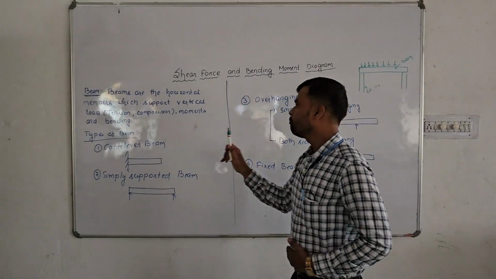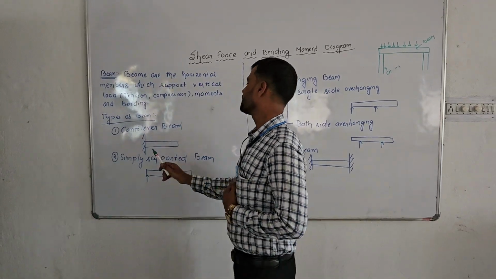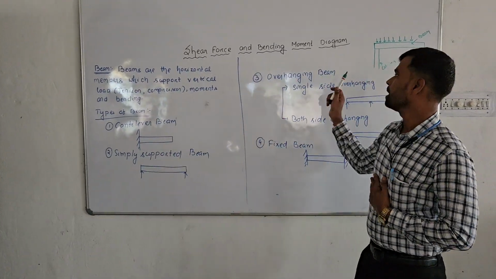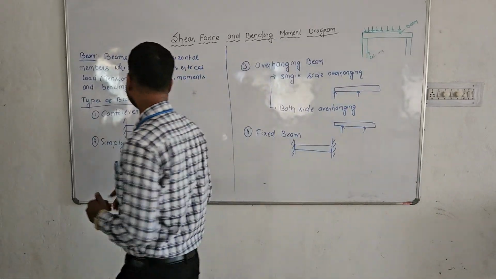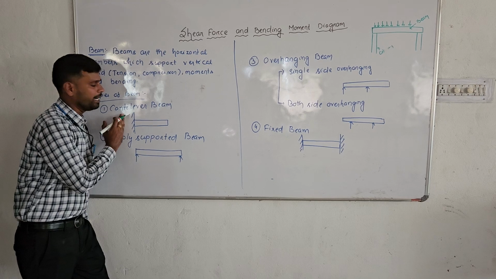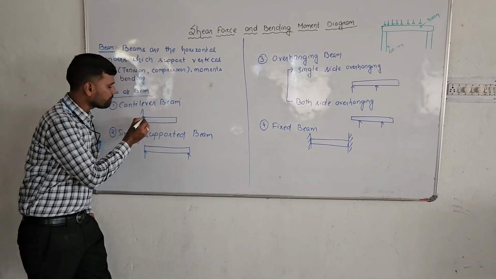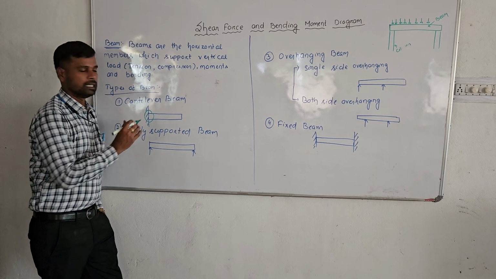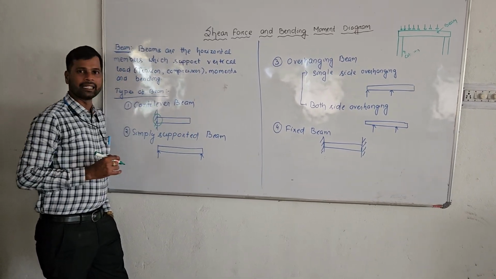There are actually four types of beams. The first is the cantilever beam, the second is the simply supported beam, the third is the overhanging beam, and the fourth is the fixed beam. Cantilever beam means what? This type of beam is fixed on one side and overhanging on the other side. You can see here, this beam is fixed here and it is overhanging on the other side. This type of beam is called a cantilever beam.